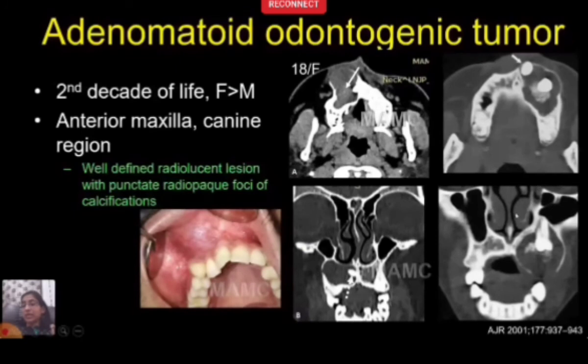This is a more typical case from the literature, and here what you see is more prominent foci of calcification. Another distinguishing feature from a dentigerous cyst would be when the tooth is impacted within it, the entire tooth is involved, the root is also involved, and the cyst does not just attach at the cemento-enamel junction.